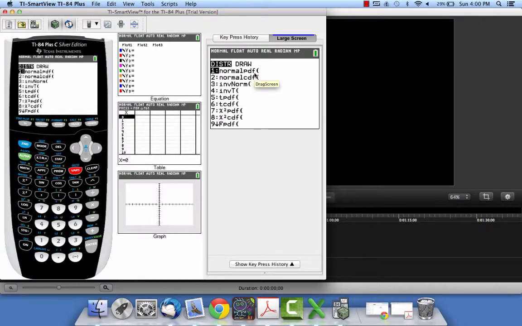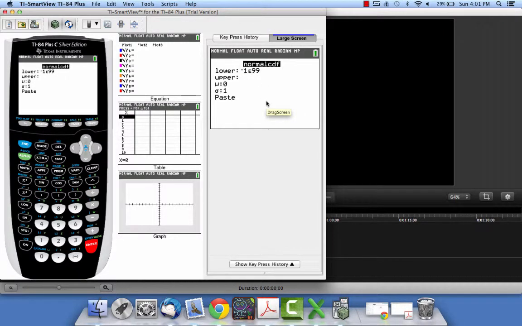PDF stands for probability distribution function. So that's if you had a single value that you were putting in on something that had a discrete type of distribution with a normal approximation. CDF is cumulative distribution function. So if I put normal CDF, it goes from lower bound to upper bound. So you're saying what's the area between blah and blah, okay?